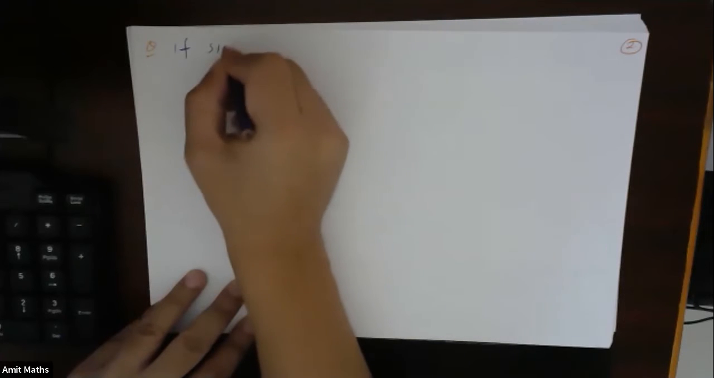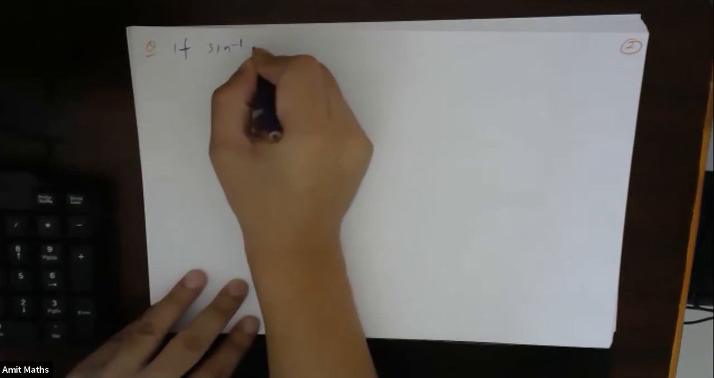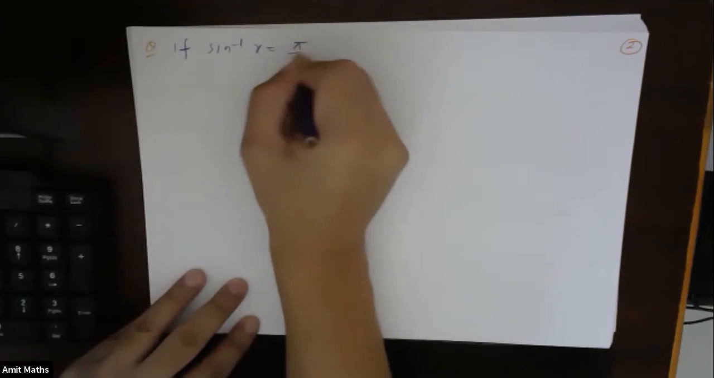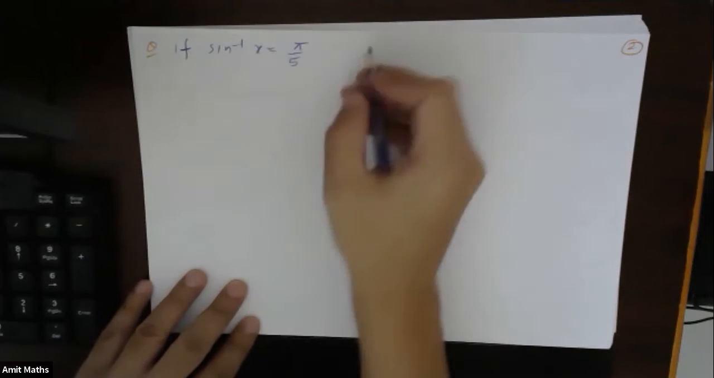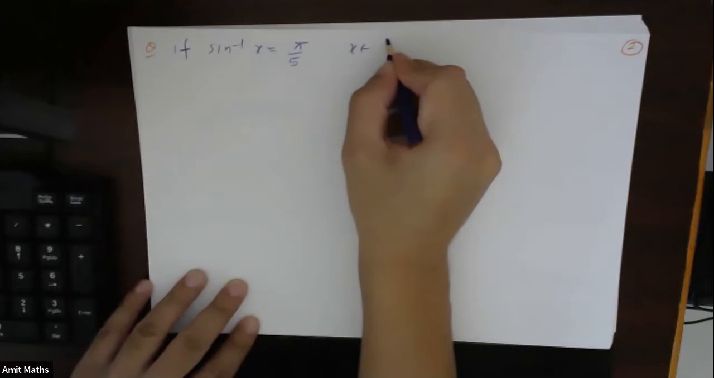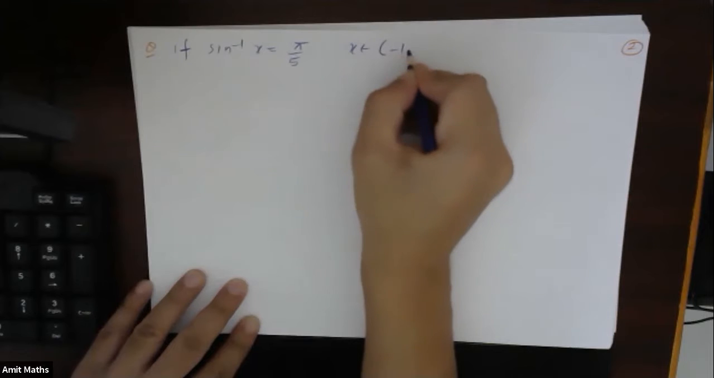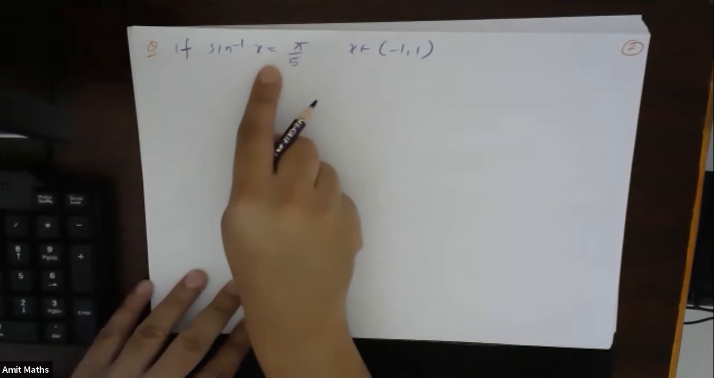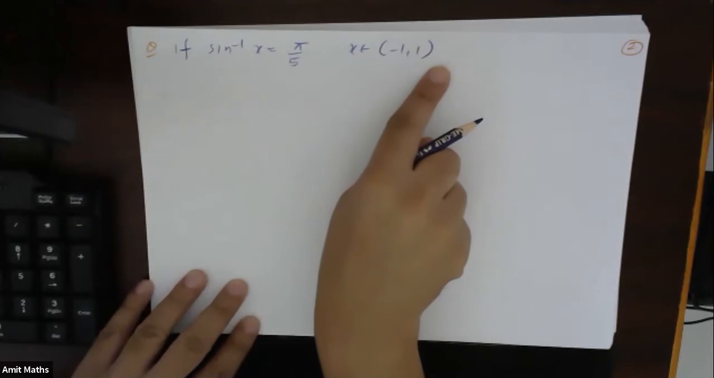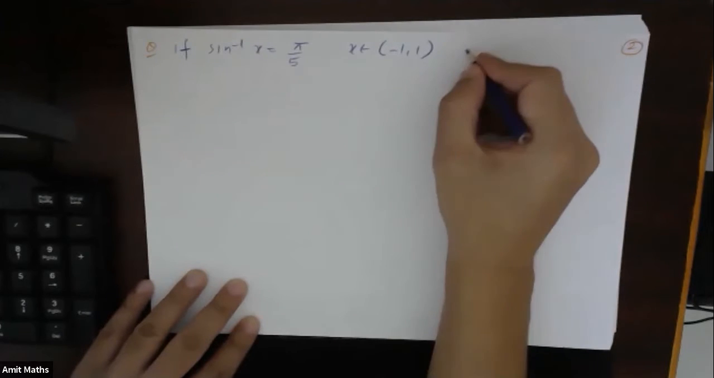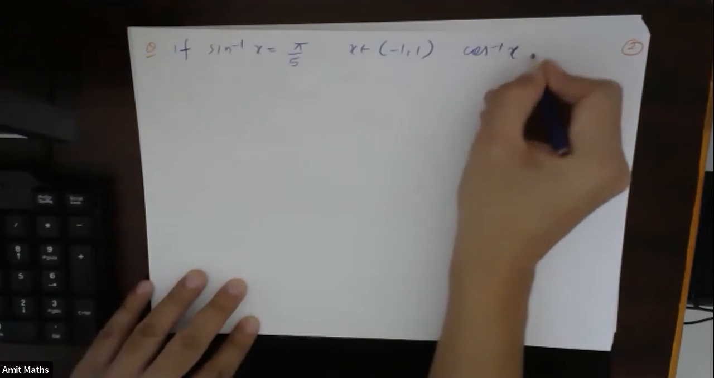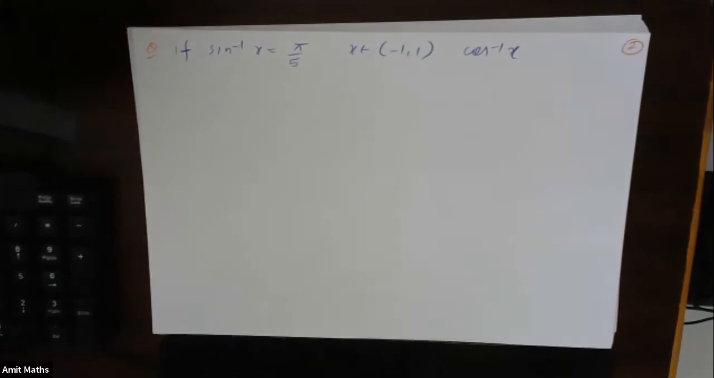If sine inverse of x is equal to pi by 5, for some x belonging to -1 to 1, then find the value of cos inverse of x. A very simple question, right?